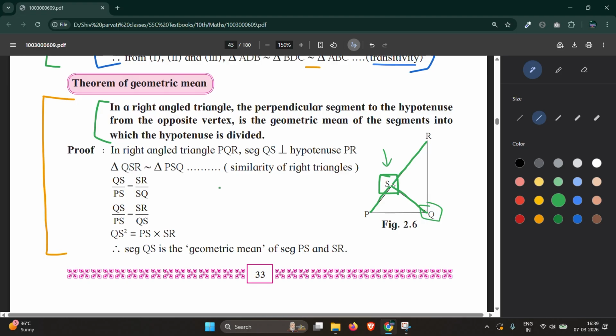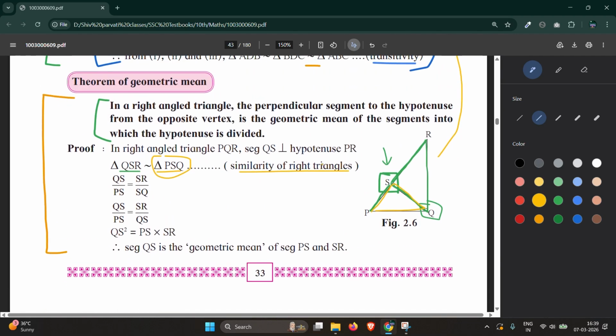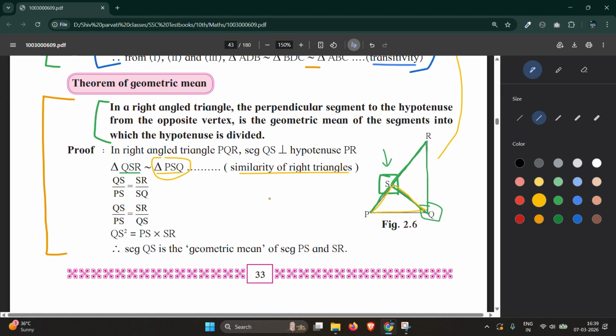So how do you prove this? First of all, the QSR, this upper smaller triangle over here, is similar to PSR, the smaller triangle over here. So this is this one and this green one is the upper one. They both are similar triangles and we just proved that 5 minutes ago. So you can watch a recap of that if you have forgotten how to do that.